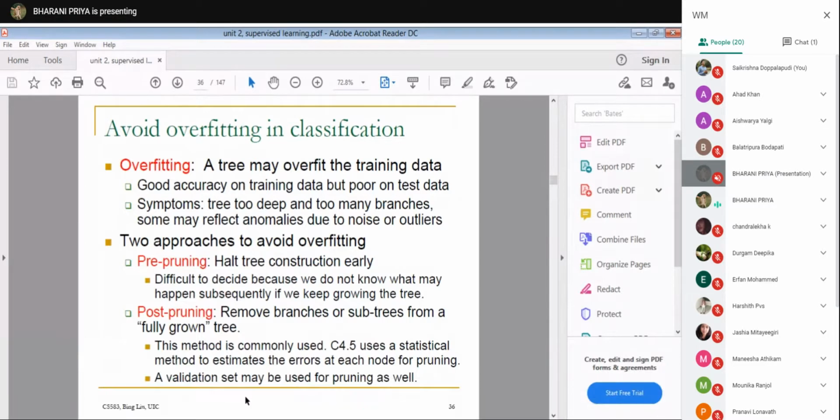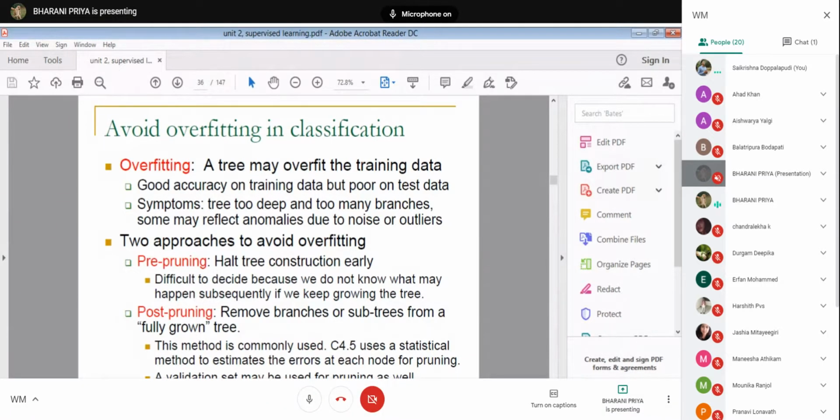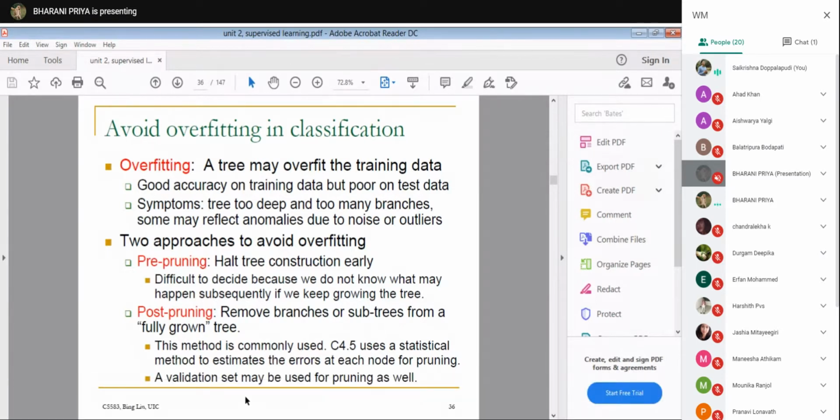Remember this line, validation set. Apart from the training set and test set, you will have another set called the validation set. Do you know what is meant by validation set? You studied machine learning in class, I think you have completed machine learning, right? Machine learning people know what a validation set is. Tell me what is validation set.